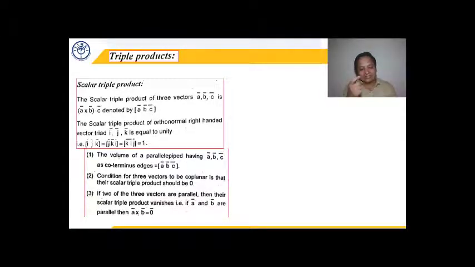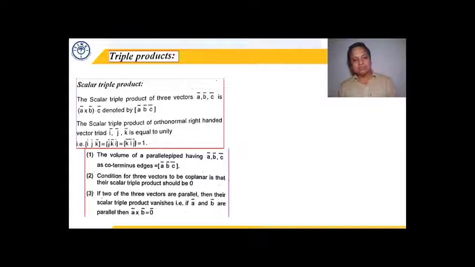Now, what things can we directly calculate from the scalar triple product? Scalar triple product of three vectors is A cross B dot C. The volume of a parallelepiped having vector A, vector B, vector C as its coterminous edges, edges taken from one particular vertex, is the scalar triple product A, B, C. We can directly calculate the volume. Condition for three vectors to be coplanar, that is they lie in the same plane, is that their scalar triple product should be 0.